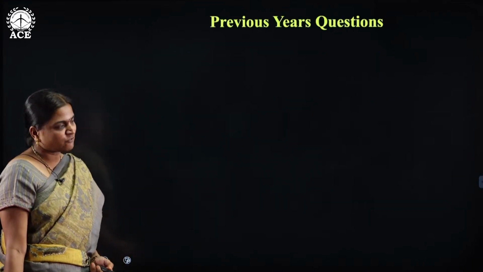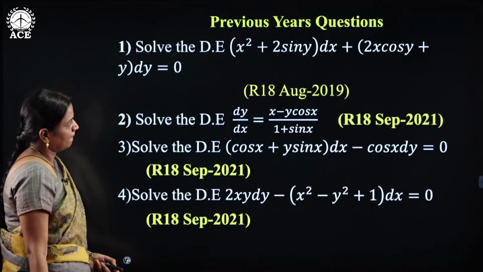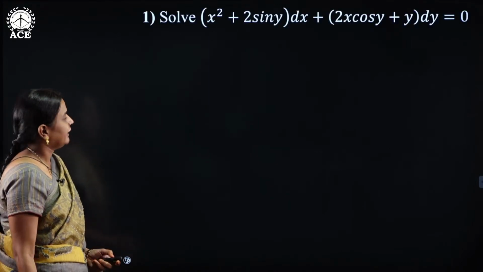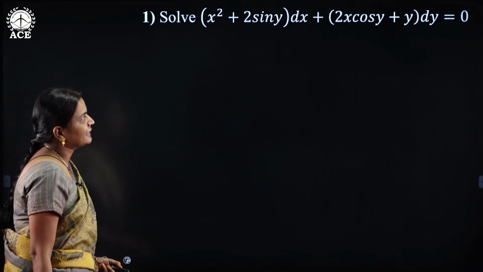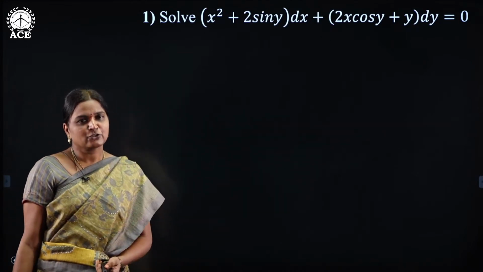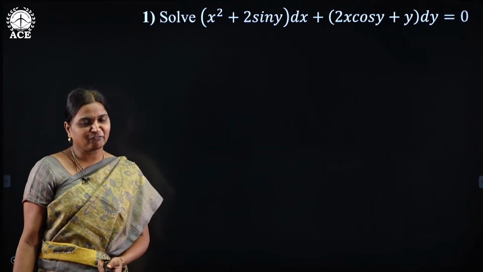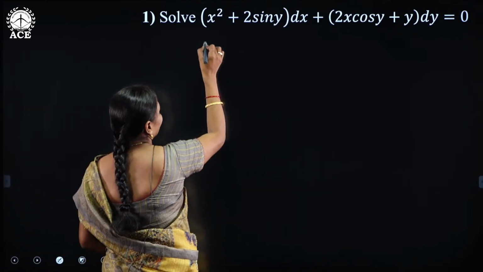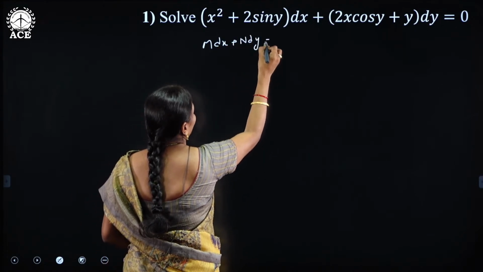Here some previous questions are there. These are the questions. We will solve them one by one. First question: solve (x² + 2 sin y) dx + (2x cos y + y) dy is equal to 0. What is the standard form of an exact differential equation? First compare the given differential equation with the standard form. The standard form is M dx plus N dy is equal to 0.